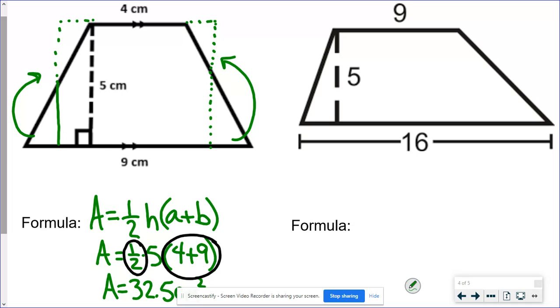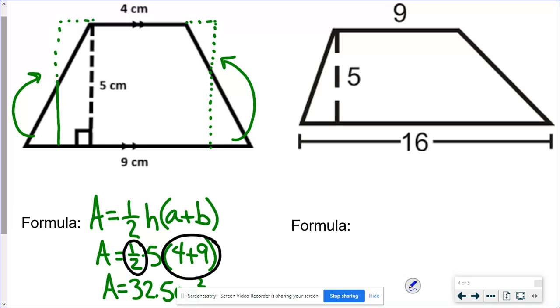When I find the area of a trapezoid, I find the average of the bases. So I would add the 4 and the 9 and then divide by 2. And then I multiply that by the height because it's so similar to a rectangle formula. However, if that didn't make sense, just plug stuff into the formula. Work it through with order of operations.